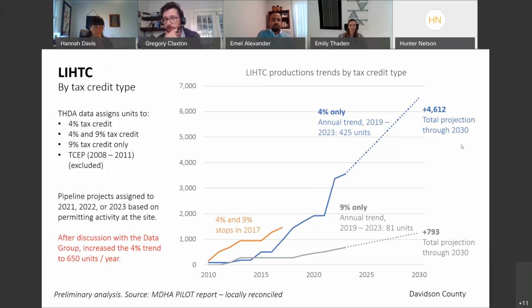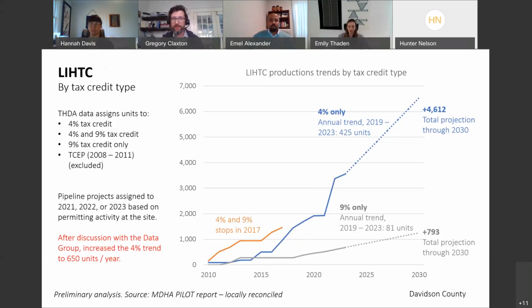Recently, it's been producing about 425 units a year. Then the 9% trend, which is lower. Apparently, the state policy nudges that towards rural areas, but that's been producing about 81 units a year. The data group spent a fair amount of time talking through these projections and thinking through some guidance we'd received from THDA. You can see on here, the last couple of years, a big jump in 4% projects. THDA was concerned that was an unsustainable level for Nashville and for THDA to support in Nashville.